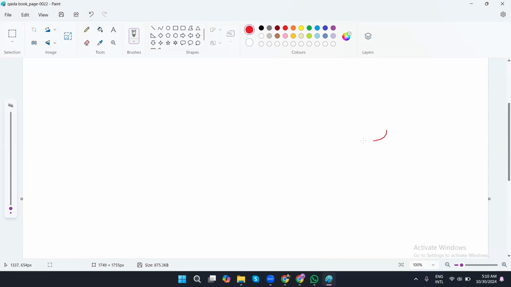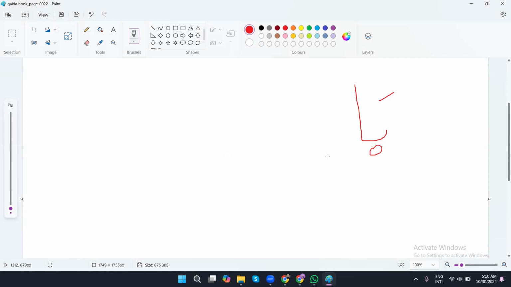For example, if we have ba and ba has fatha on it, and the second letter is alif without any sign, we will call this alif madda. And now what we do, we stretch ba for 2 seconds, like ba.